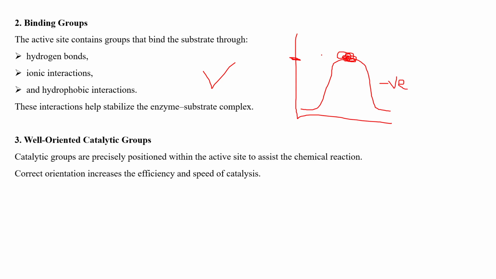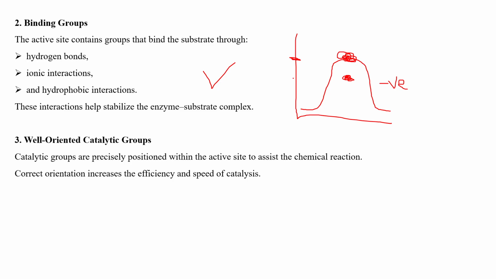Then, positive plus negative, you shouldn't expect your positive value to increase. It's supposed to decrease. If it is decreasing, this means that you are going to have your ES complex around this side. The energy has reduced. A compound that has a lesser amount of energy in it is more stable. That's why you are saying that these interactions help stabilize the enzyme substrate complex.